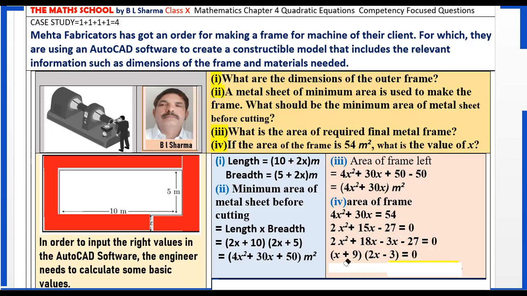To get the value of x, put x plus 9 is equal to 0 and 2x minus 3 is equal to 0. We get x is equal to minus 9 and x is equal to 3 by 2 meter. Student, please note, the dimension means the length cannot be negative. Here it is negative 9. That is why we have to reject it. So what is the answer? x is equal to 1.5 meter, means the width from here to here is 1.5 meter. And this is the answer of the fourth part of it, and that's all.